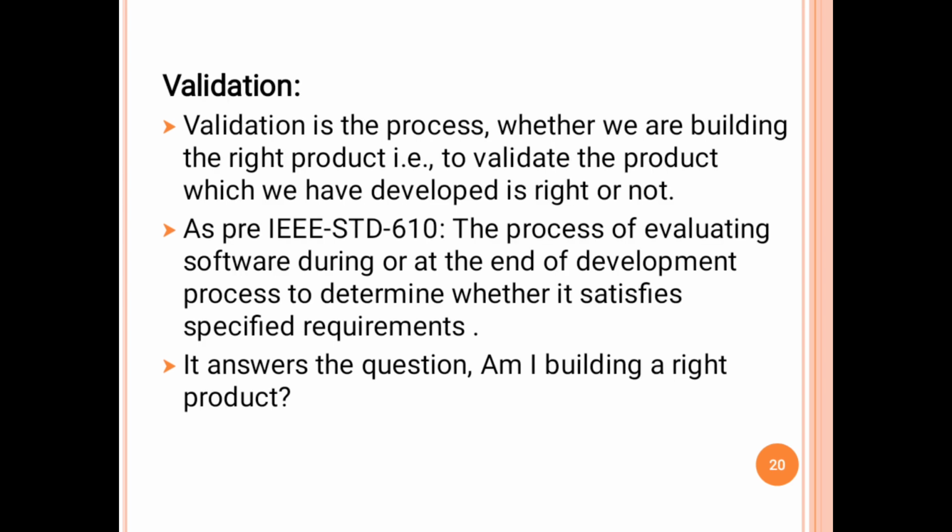Validation. Validation is the process of checking whether we are building the right product, that is, to validate that the product which we have developed is right or not. As per IEEE STD 610, it is the process of evaluating the software during or at the end of the development process to determine whether it satisfies specified requirements. It answers the question, am I building the right product?